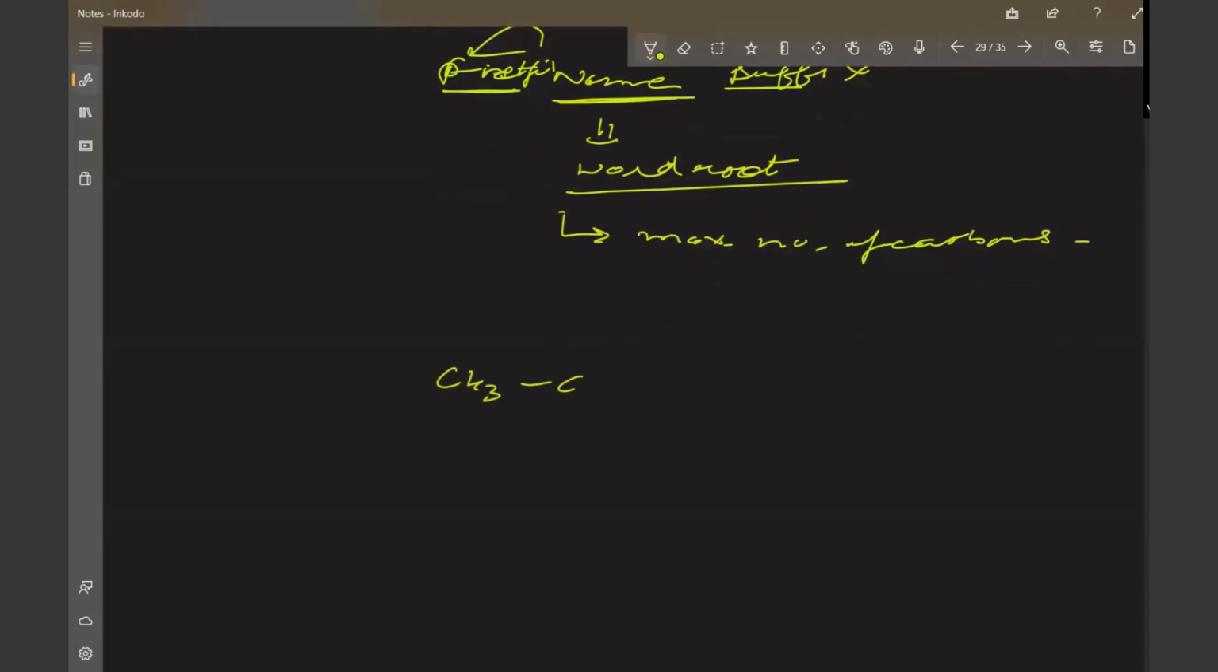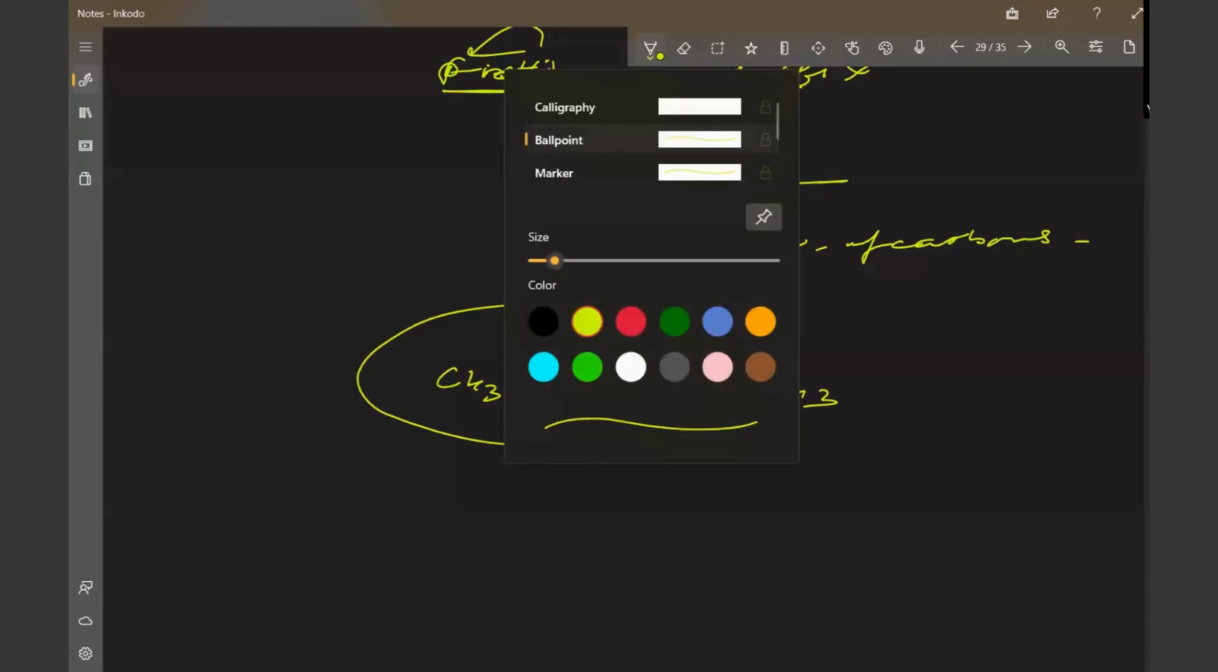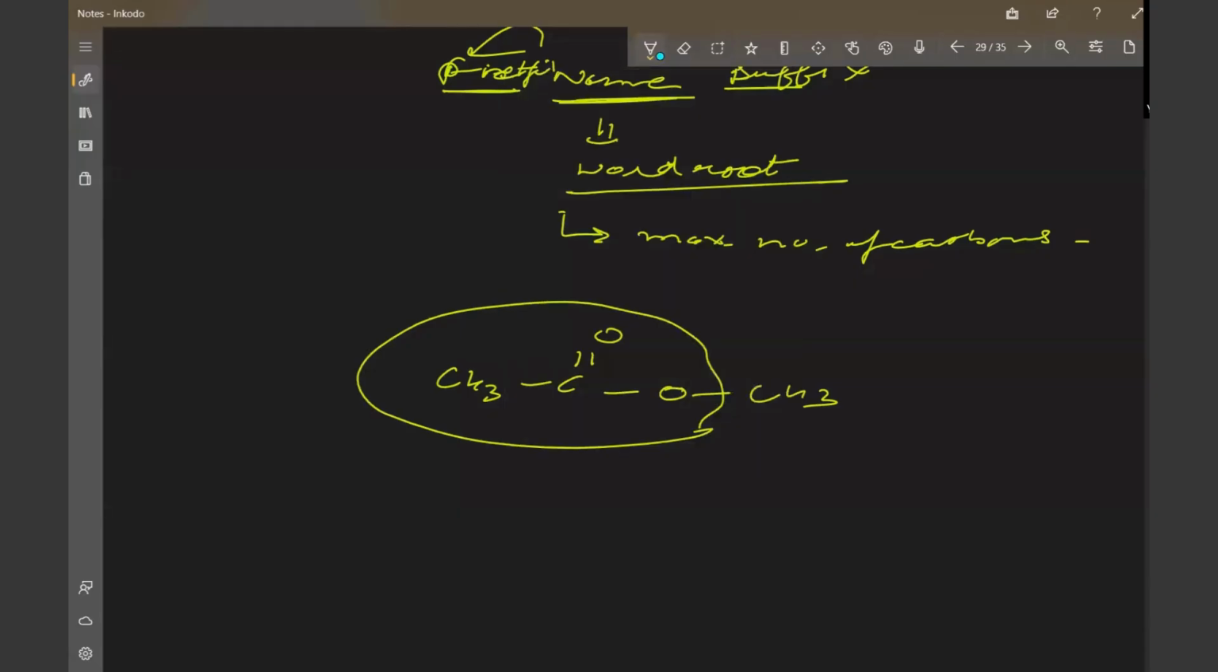Now I'm taking that example again. Basically, this entire group is the main chain. It has more number of carbons. Fine. Wait, wait, don't write anything. Let me clarify a few things.